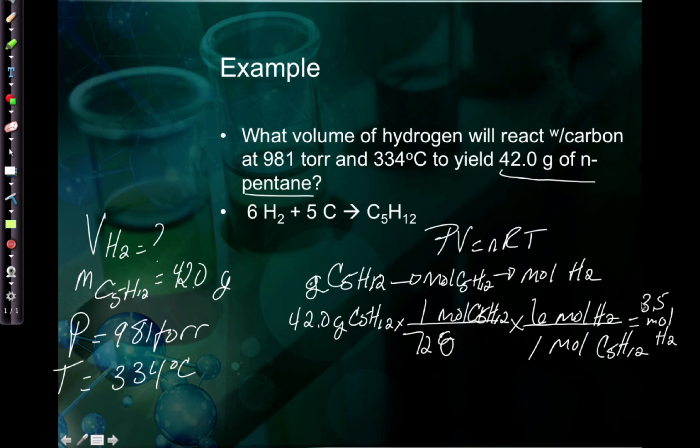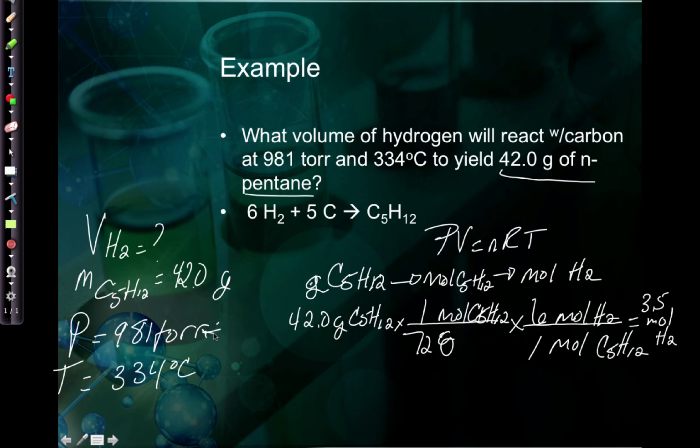Okay, so now I have N of hydrogen. So you need to be really careful about this. When you plug this information into the ideal gas law here, if I plug in an amount of pentane, I will get the volume of pentane, not of hydrogen gas. So I'm going to plug this information into the ideal gas law and solve for the volume of hydrogen. So my pressure, I've got to convert.